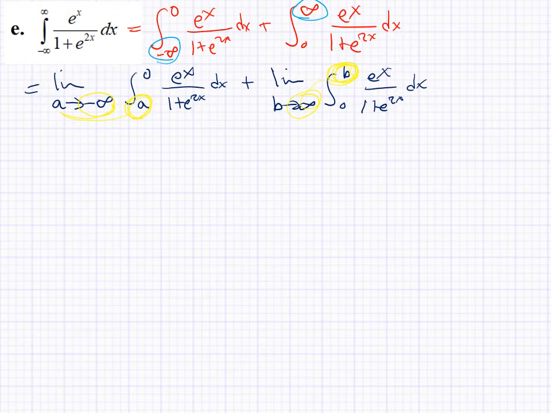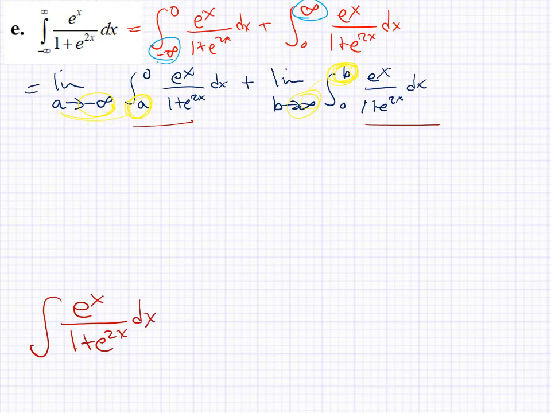All right, so now it's time to integrate. And we have two integrals here, but they're the same integral. So it's not like we have to do two separate integrals. Once we evaluate the integral, we're going to use it here and here. So now let's do some scratch work here: e to the x over 1 plus e to the 2x dx, and how we're going to integrate that.